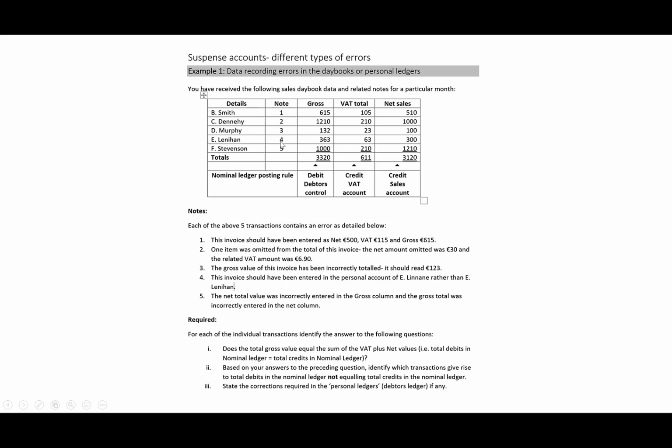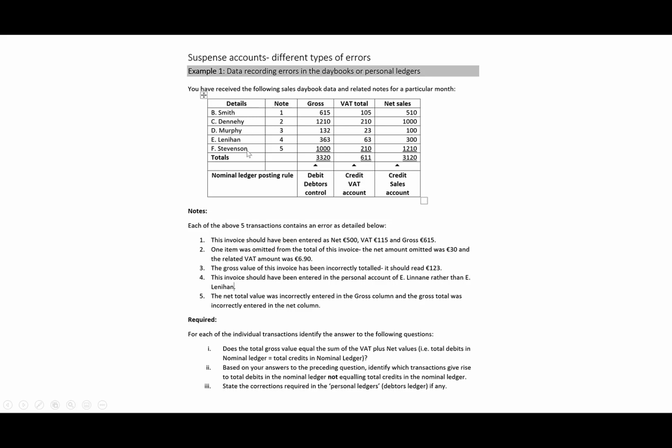Okay, now, E. Lenihan. Okay, so the invoice should have been entered in the personal account of E. Lenan rather than E. Lenihan. Okay, let's just check the debits and credits though. So 363 is matched by 63 plus 300. So the total gross value is equal to the sum of VAT plus net. Okay, so debits will match credits. It's gone into the wrong individual person's account, but it will not affect the trial balance. The trial balance will balance, okay, because debits match credits. So it doesn't affect the trial balance.